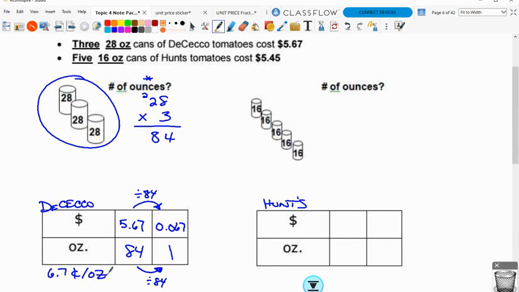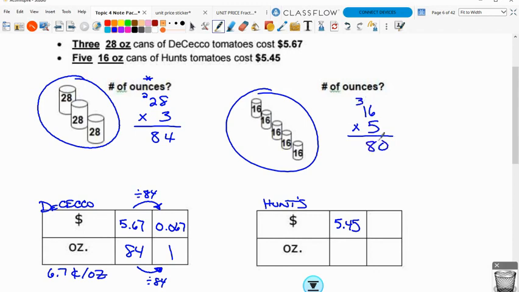Now we're going to do something similar for Hunt's. Hunt's tomatoes, they tell us the total cost that we spent was $5.45. And again, that wasn't for just 16 ounces. Notice here, this time I bought 5 16-ounce cans. So I have to do 16 times 5, which in this case is going to give me 80 total ounces. 80 ounces of tomatoes cost $5.45. We're going to get the cost of just 1 ounce. To go from 80 ounces to 1 ounce, divide by 80, which means you're going to have to take your total price, $5.45, and divide by 80.